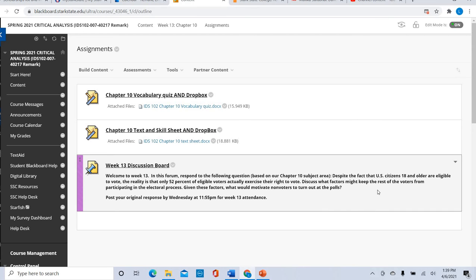It says, discuss what factors might keep the rest of the voters from participating in the electoral process. Given these factors, what would motivate non-voters to turn out at the polls? So you're basically giving your opinion as to why you think some people don't vote, and what would motivate people who are eligible or registered to vote to actually go out and vote, or maybe someone who's not registered to register to vote.